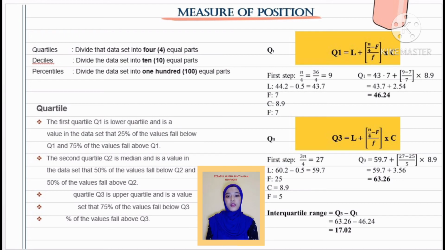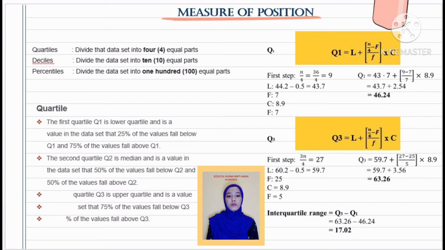C, the class width, is 8.9, and then f for Q1 is 7. For the calculation, it is 43.7 plus 9 minus 7 divided by 7 multiplied by 8.9, and I get the answer 46.24. And next, for the calculation of Q3, using the same formula as Q1, I just need to change Q1 to Q3 only.